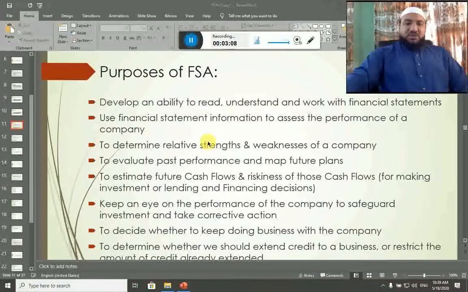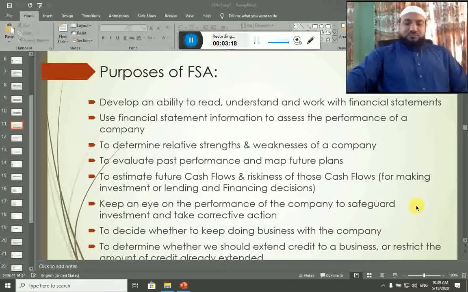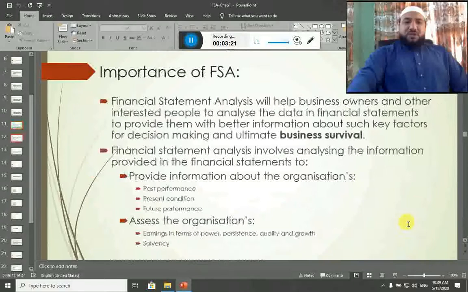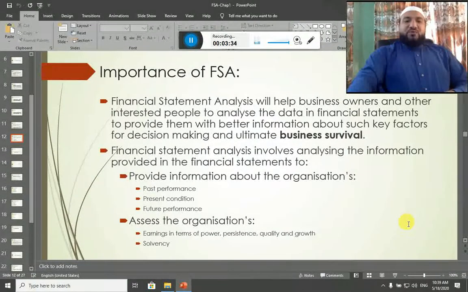There are lots of different purposes of financial statements analysis. Means we can use financial statements analysis for various purposes. And then we had discussion on the importance of financial statements analysis, that why it's important. Financial statements analysis is important because with the help of the analysis of the financial statements, we find out the business survival. We reach a conclusion whether a business can survive or not, with respect to solvency, with respect to profitability, with respect to stability, and with respect to liquidity.